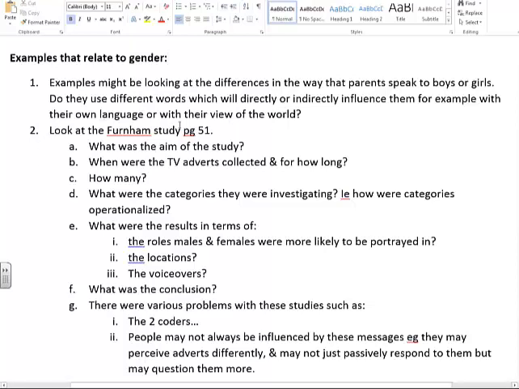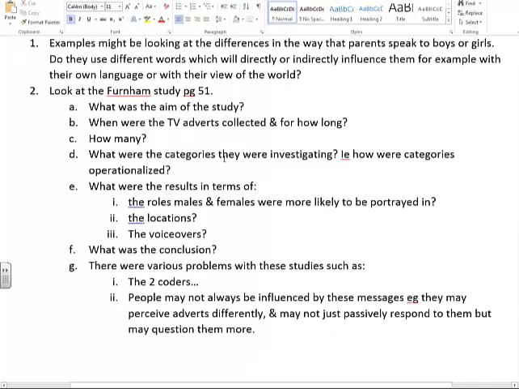Okay, I want you to look now at your textbook, page 51, and I want you to talk about, first of all, what's the aim of the study? What were they actually investigating? What were they trying to do? Be careful with the second one. When were the TV adverts collected? I don't want you to just say the year.